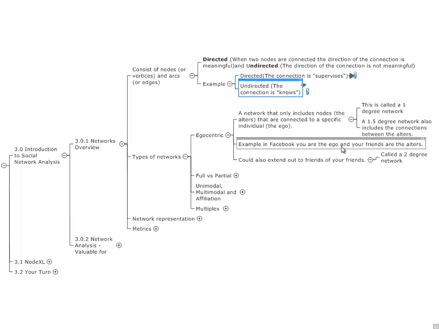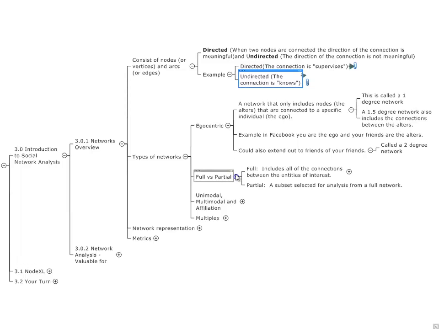An example is pretty easy. If you're on Facebook, you're the ego in one kind of network, and your friends are the alters. You could also extend this network out to friends of your friends. That would be called a 2-degree network. And again, if you allowed connections among all your friends of friends, you'd have a 2.5-degree network. But if you start extending networks out very far, it gets very complicated in terms of the analyses and difficult to see things. So oftentimes what you'll wind up doing is taking a full network and partitioning it into parts and looking at those parts. That's done a lot.